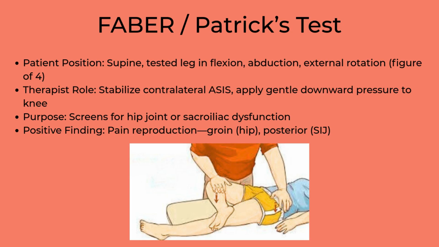Next, we have the FABER or Patrick's test. This test is used to screen for hip joint dysfunction or sacroiliac joint issues. The patient is positioned supine, and the tested leg is placed in a figure 4 position, with the ankle resting on the opposite knee. The examiner stabilizes the contralateral ASIS and applies gentle downward pressure to the knee of the tested leg. Pain reproduction in the groin or posterior hip indicates a positive finding, suggesting hip joint or sacroiliac joint dysfunction.